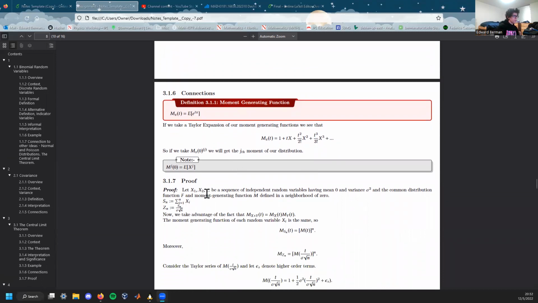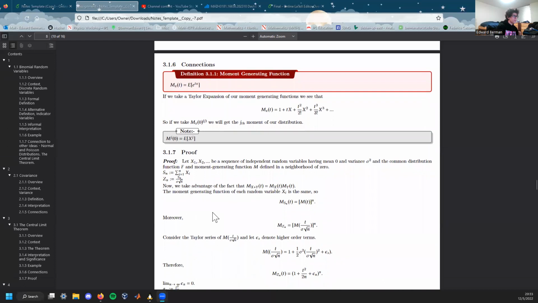Let X1, X2, all the way to Xn be a sequence of independent random variables having mean 0 and variance sigma squared. So notice this is already a little bit of a weaker version of some other proofs because we are making some big assumptions. And the common distribution function F and moment generating function M defined in a neighborhood of 0. So we're going to define some terms. Sn is the sum of these independent random variables, and Zn is this sum divided by sigma square root n.